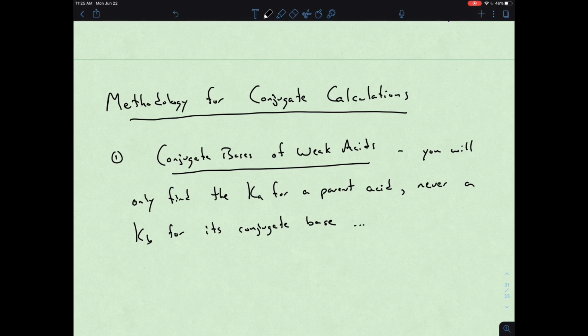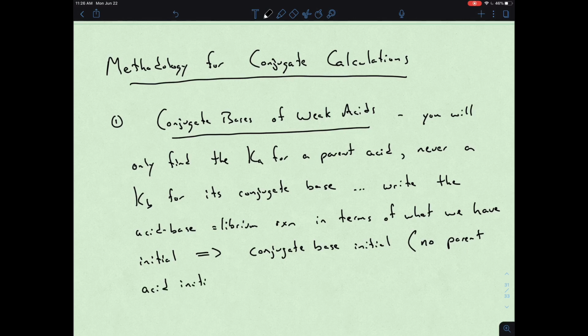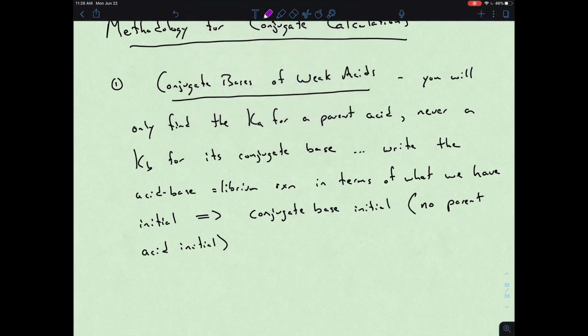Also, we want to write the acid-base equilibrium reaction in terms of what we have initial. So in this case, we would have conjugate base initial. And there would be no parent acid initial. So we want to make sure that we write the equilibrium reactions in terms of what we have initial. In this case, conjugate base initial.